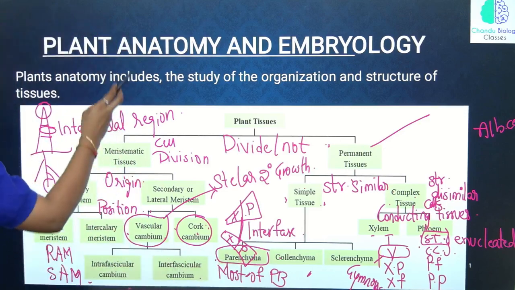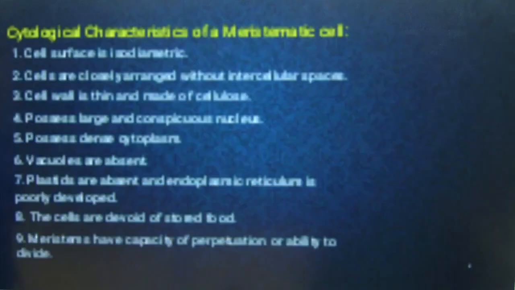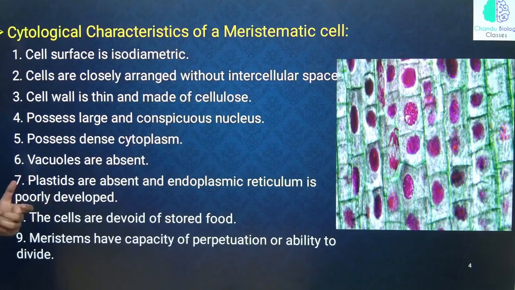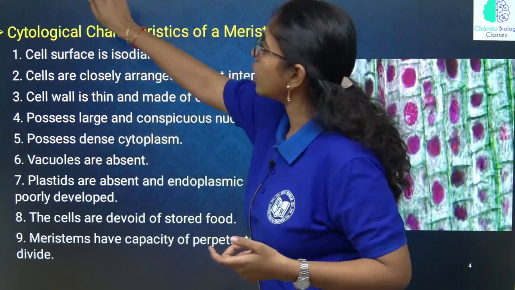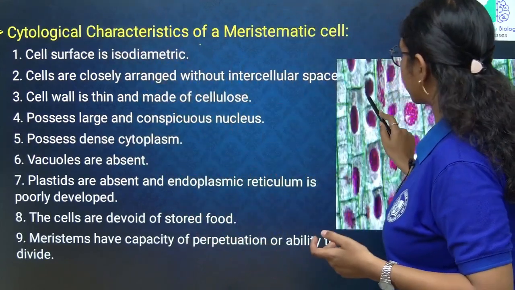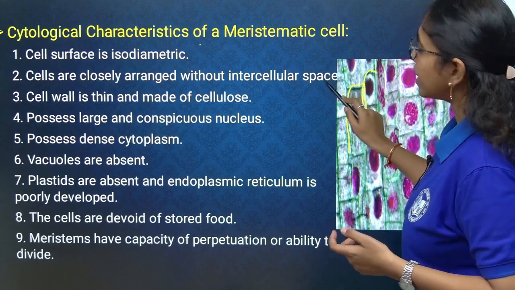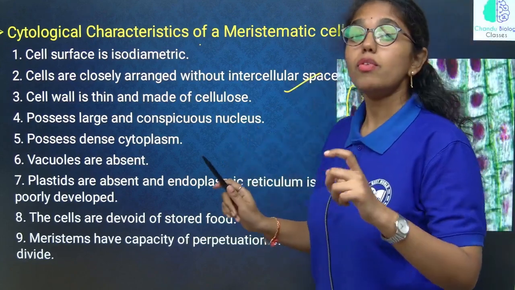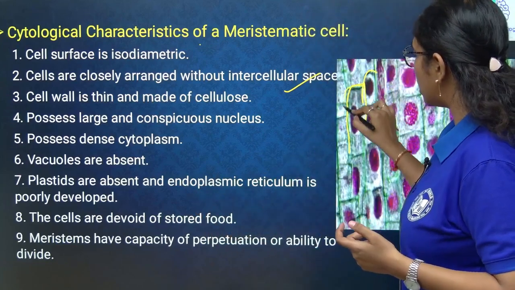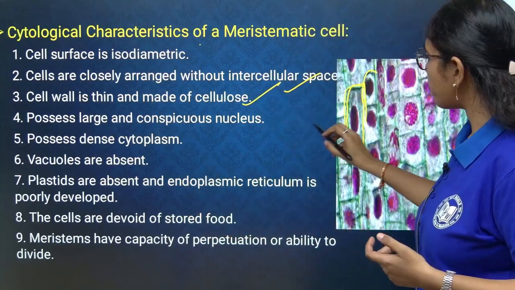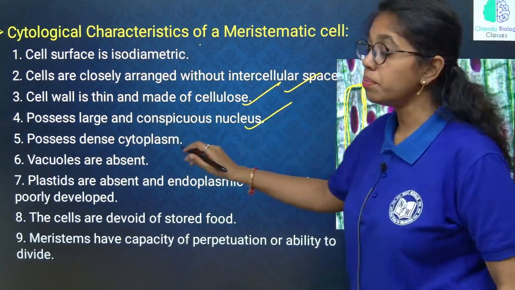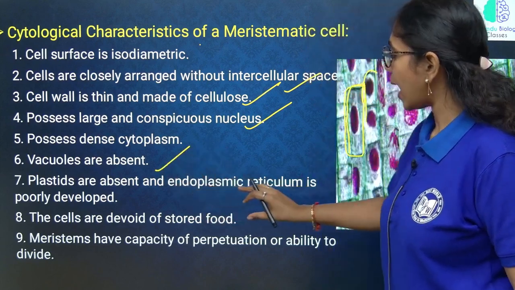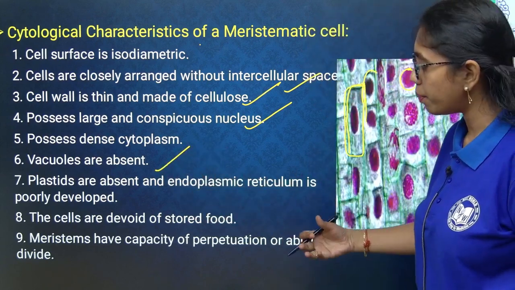Yes friends, now let us go into the details of meristematic cells, the cytological characteristics of a meristematic cell. Cell surface is isodiametric, means all cells are similar in structure, and intercellular spaces are absent. Cell wall is thin and made up of cellulose. They possess large conspicuous nucleus and dense cytoplasm. Vacuoles are absent, plastids are absent and endoplasmic reticulum is poorly developed.